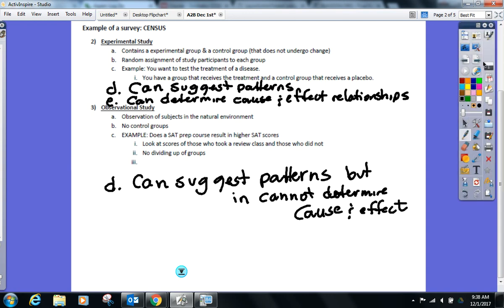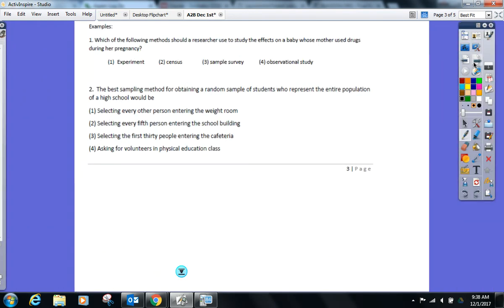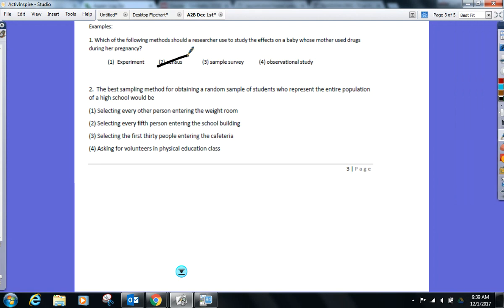All right, ready to roll? Help me out. Which of the following methods would I use to study the effects on a baby whose mother used drugs during her pregnancy? I didn't make these up. Which one? What do we think here? Be careful here too. What would I want to do here? Obviously not census, right? So I want to know the effects on a baby whose mother used drugs during pregnancy. What would probably be a good method here?